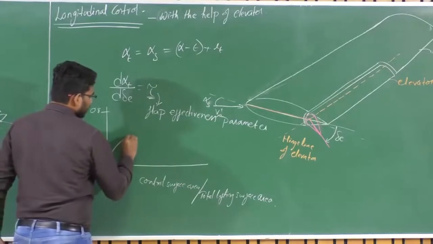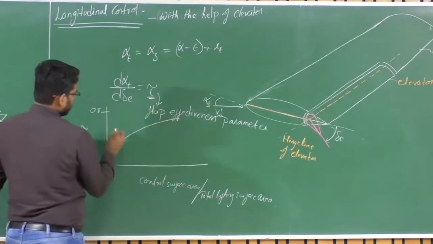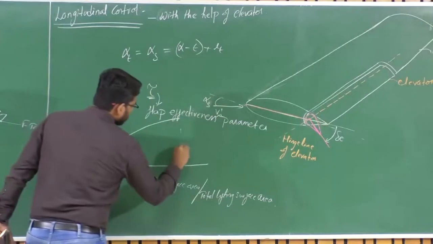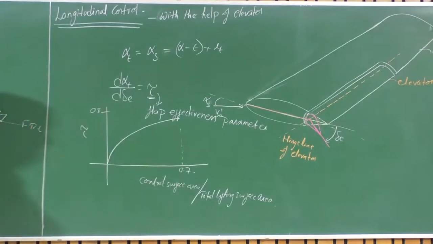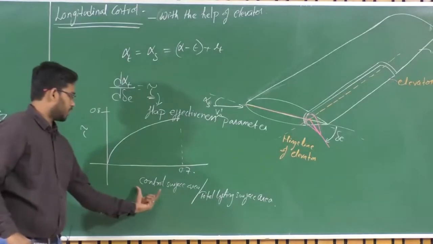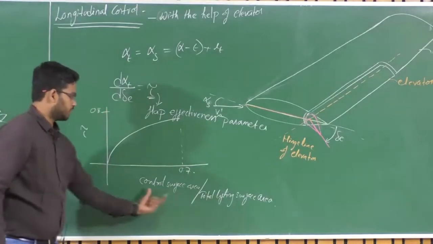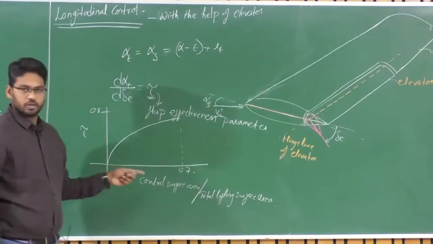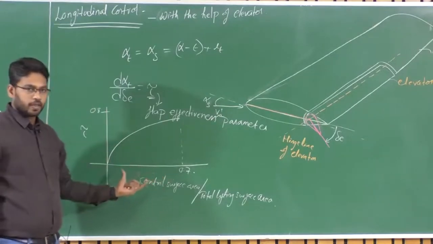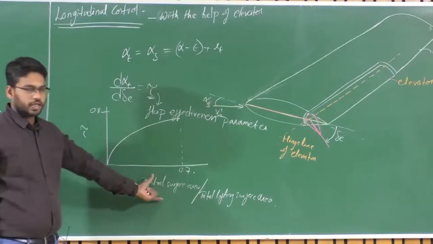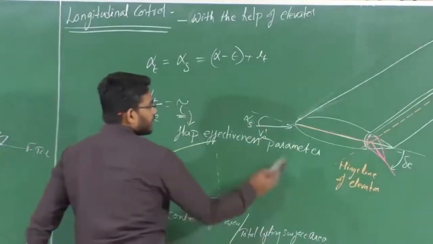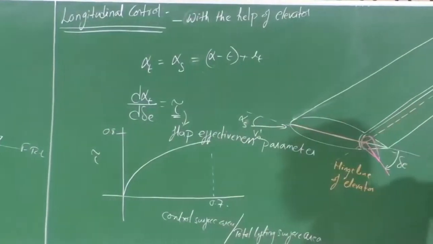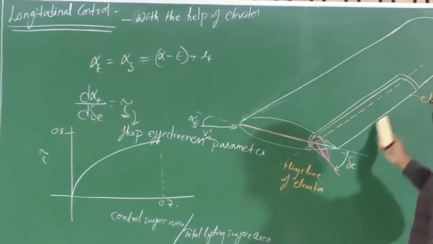So it's not exactly a linear variation, right? Up to 0.8 when this is at 0.7. We'll give you that data, how tau changes if the ratio of the elevator control surface area to the total changes. So it is fixed for a given aircraft, isn't it? Because you have a fixed control surface area and a fixed tail lifting area. The total lifting area is the horizontal tail area here.